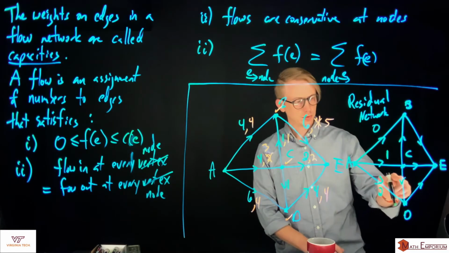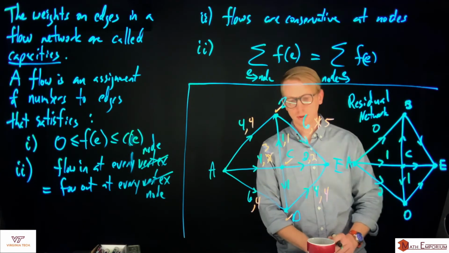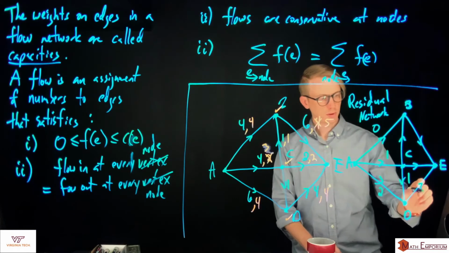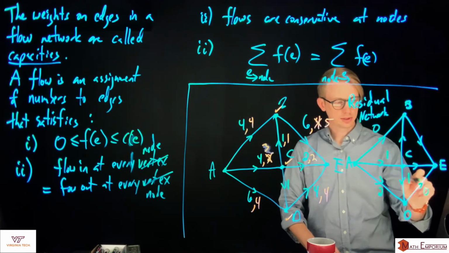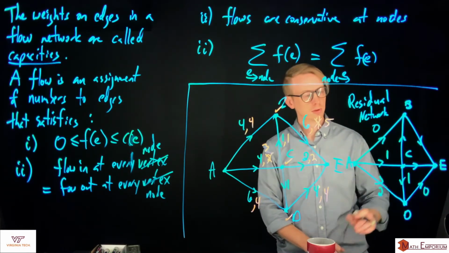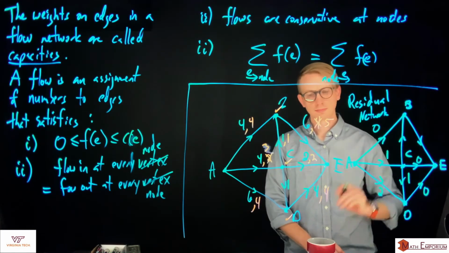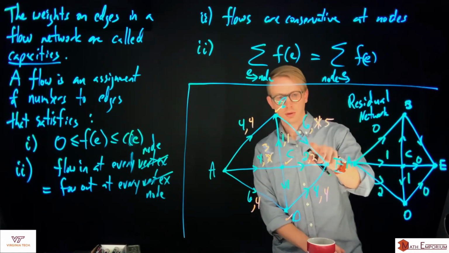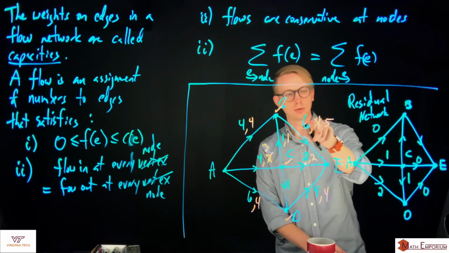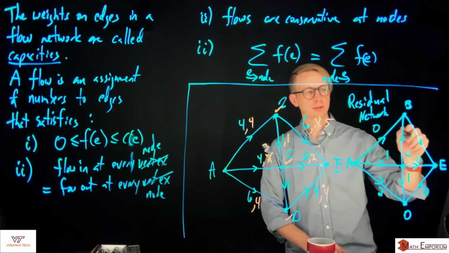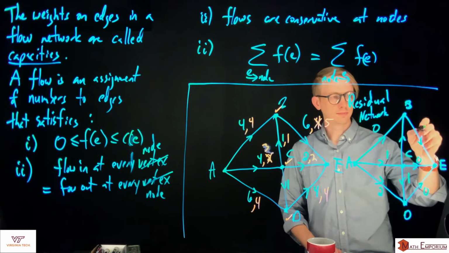I have 1 still going strong there. I have 0 going in that direction. 2 of 2 is used, so 0 in that direction. And 1 is left here, right? So I've used up 5 of the 6 units, so I have 1 left here.